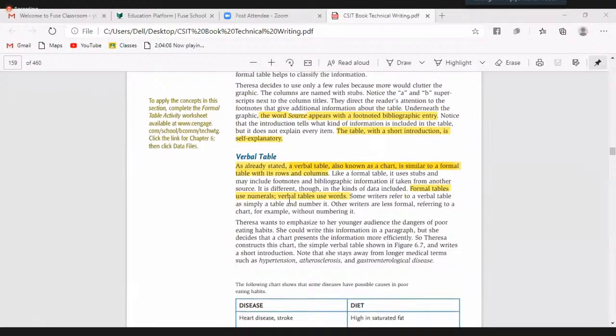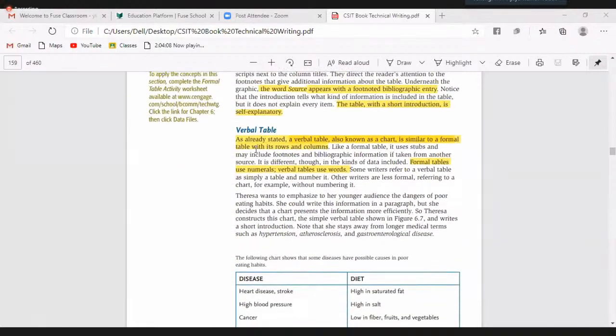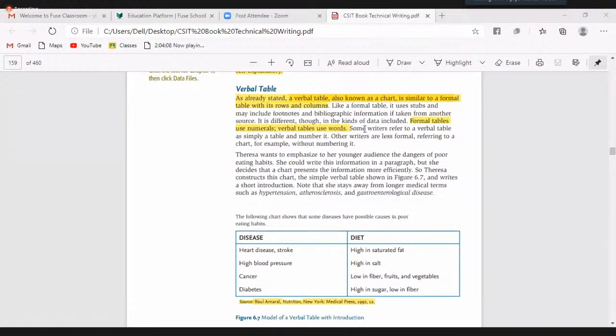Then you have the verbal table. We have already discussed the verbal table. As already stated, a verbal table, also called a chart, is similar to a formal table with its rows and columns, isn't it? The only difference is that formal tables use numerals, while verbal tables use words. That's why I've told you the verbal table is a variation of the formal table.